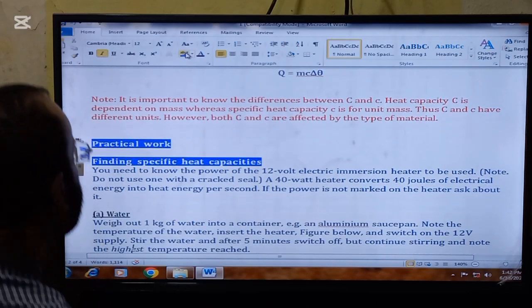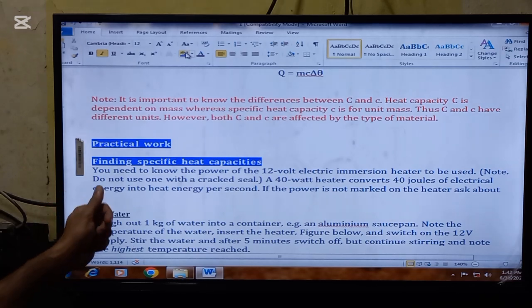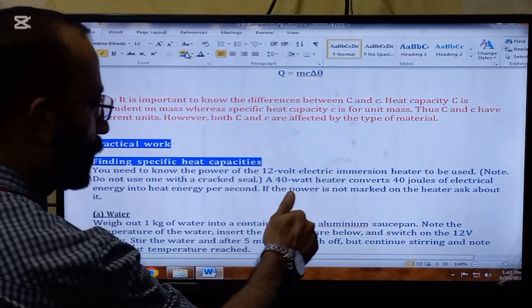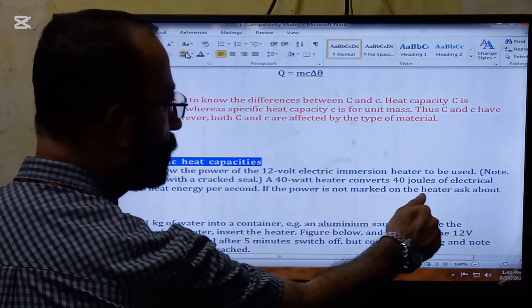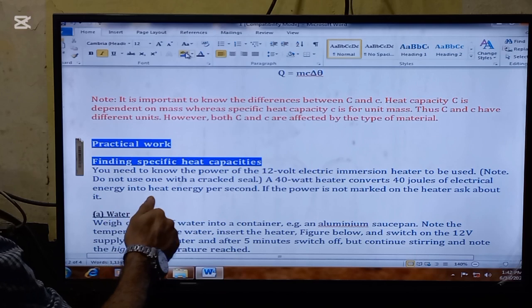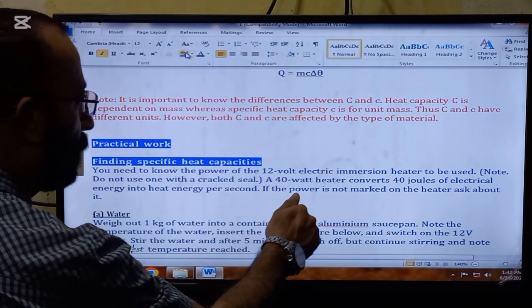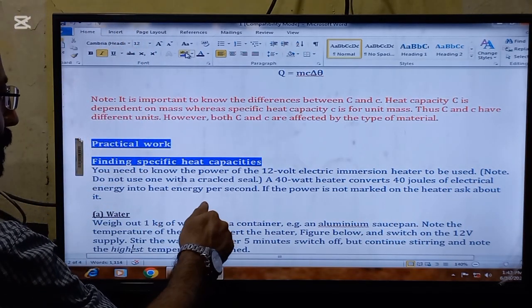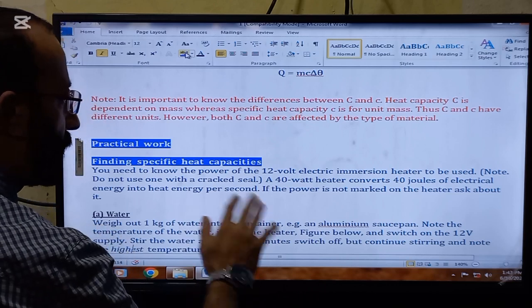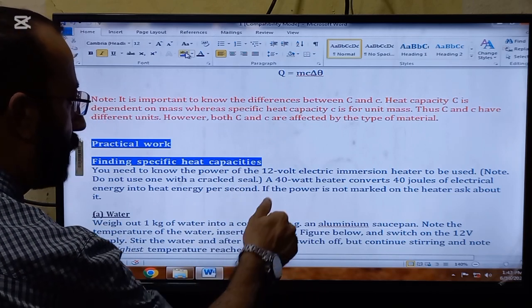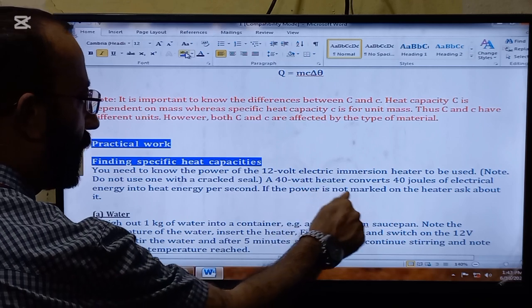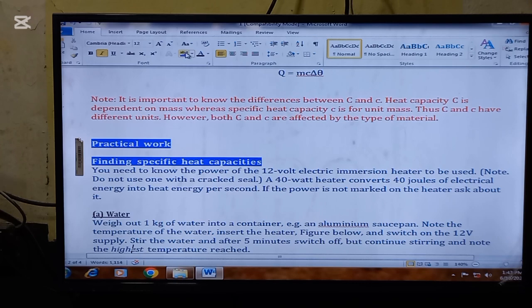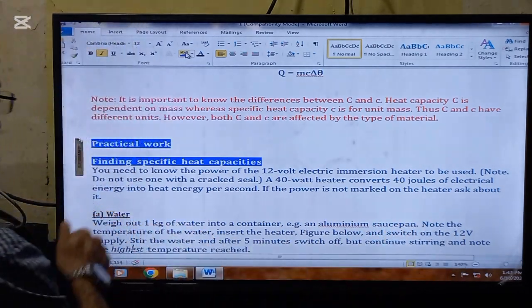Okay, now we are going to read some practical work. Finding specific heat capacities. You need to know the power of the 12-volt electrical immersion heater to be used. Note, do not use one with a cracked seal. A 40-watt heater converts 40 joule of electrical energy into heat energy per second. So this is the concept. This is the key point about a 40-watt heater. If the power is not marked on the heater, ask about it.